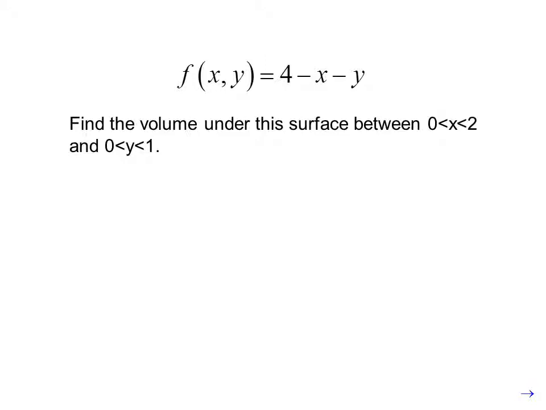Consider the surface defined by f(x, y) = 4 - x - y. Find the volume under this surface where x is between 0 and 2 and y is between 0 and 1.